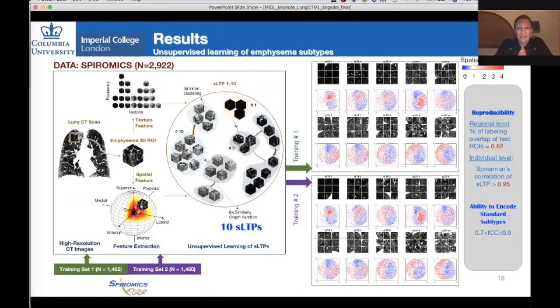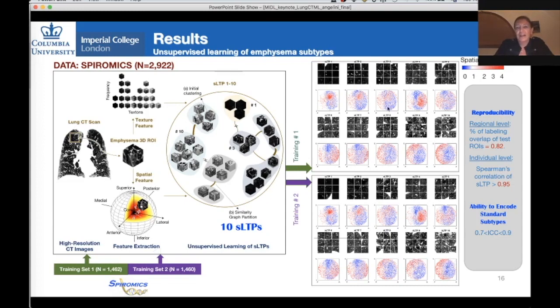All right, in terms of evaluation, once everybody was happy with this type of pipeline, what we did is use the SPIROMICS disease cohort that we first split into two subsets, which we call training set 1 and 2 here. And we learned SLTPs using those two subsets independently. So we end up again with a series of 10 SLTPs, which have some visual similarity, and also some similarity in terms of spatial prevalence, which is encoded here.